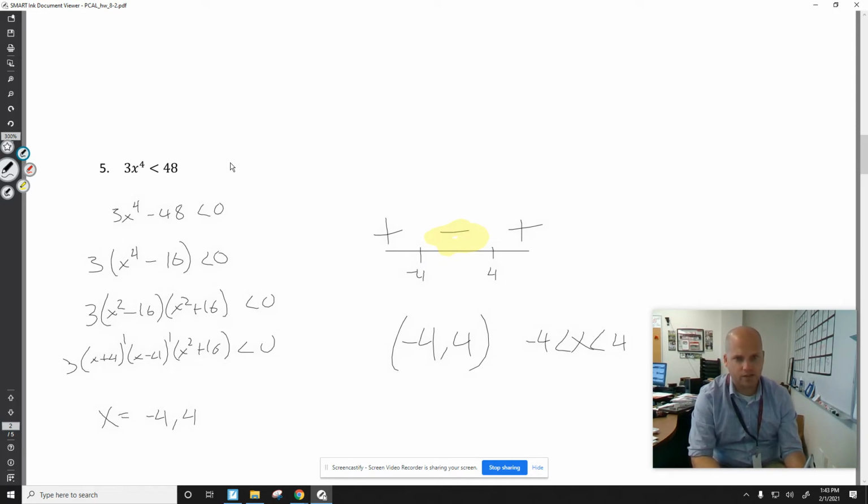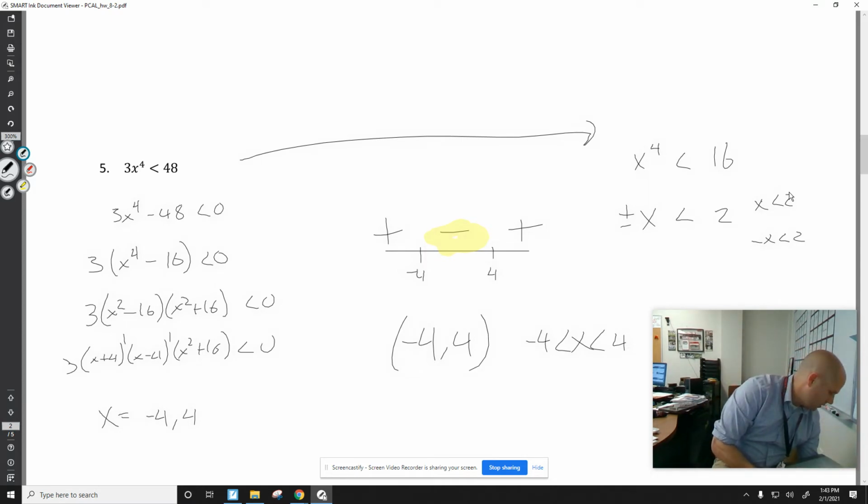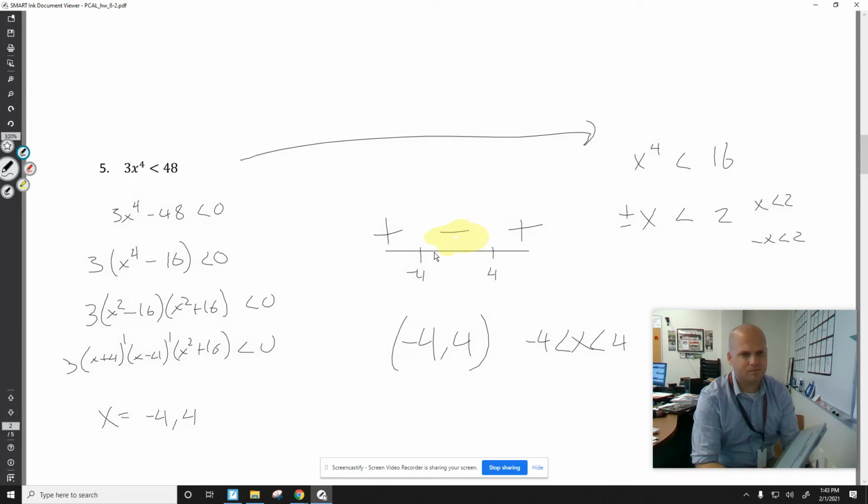Other way I could have done this is divide by 3. Take the 4th root. Problem with this is that you get plus or minus x is less than or equal to 2. Now, when this occurs, it's a little funky. You got x is less than 2, and you got negative x is less than 2. First one, solve for x. x is less than 2. Wait, did I mess up? Yeah.